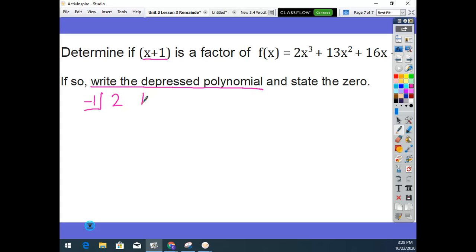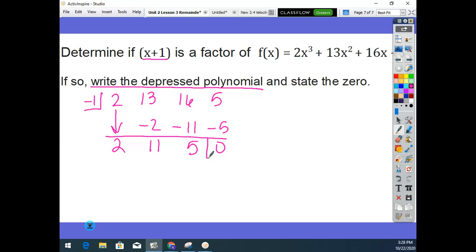So then I'm going to write down my coefficients. Draw my line. Drop down 2. Multiply. Add. Multiply. All right, what did I do here? Oh, I'm multiplying times the wrong thing. Multiply, add, multiply, add. All right, so this gave me a 0.